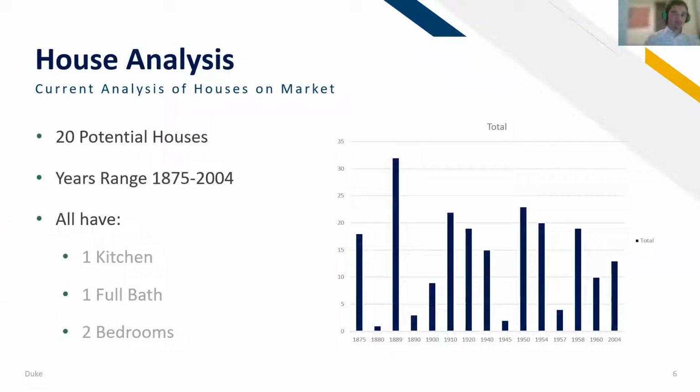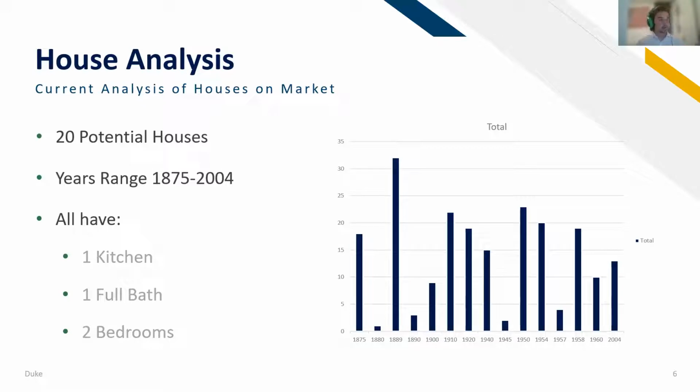So after finding out that interesting information about the actual correlations between the variables, I wanted to look at the actual selection of houses that I have the option of selecting from. So by doing that, I decided there's 20 houses that I could potentially buy. All these houses have been built in the years between 1875 to 2004. Therefore, a big range, but that's good because there's houses of all types.